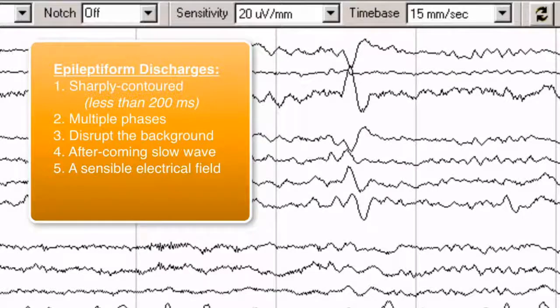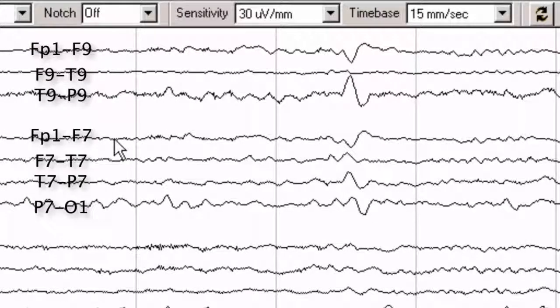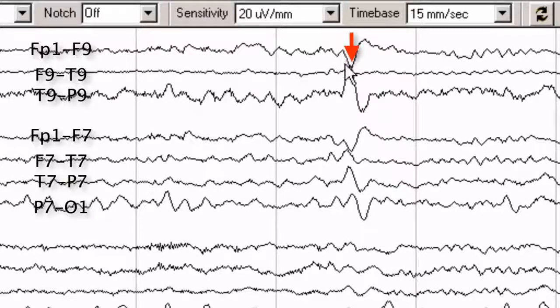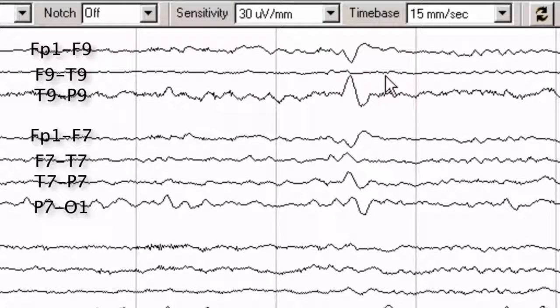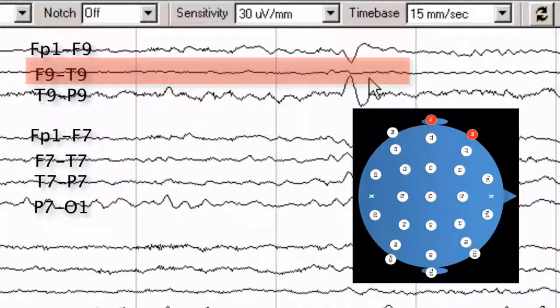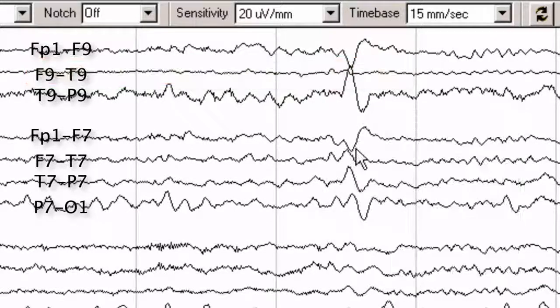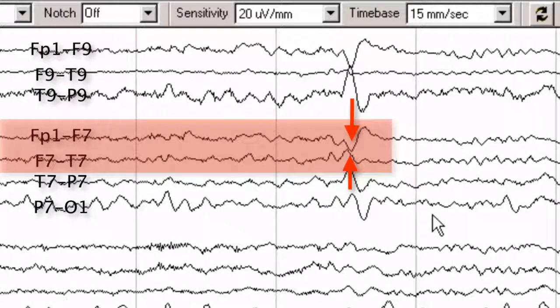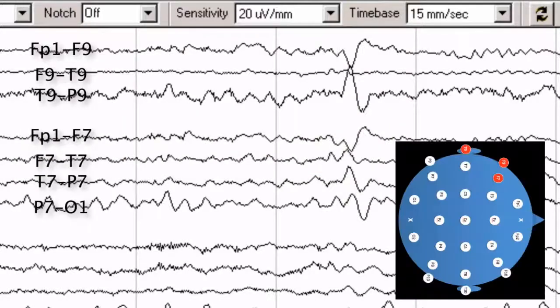We have reviewed polarity rules in a different recording, but you can see that there is a downward deflection at FP1, F9, a relatively flat recording at F9, T9, and an upward deflection at T9, P9. This would suggest that the maximal negativity is at F9, T9. Similarly, in the regular temporal chain, we see a downward deflection at FP1, F7, and an upward deflection at F7, T7, suggesting that this is electronegative at F7. Therefore, we would say that this is a sharp wave or sharp and slow wave complex, with maximal negativity at F9, F7, and T9.